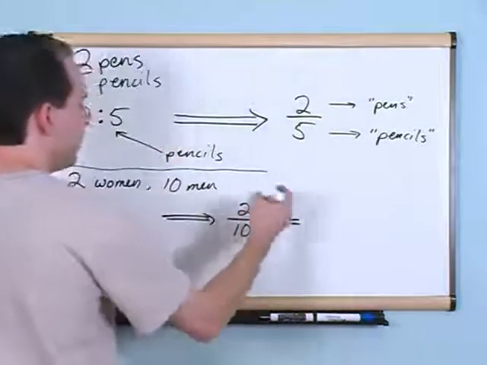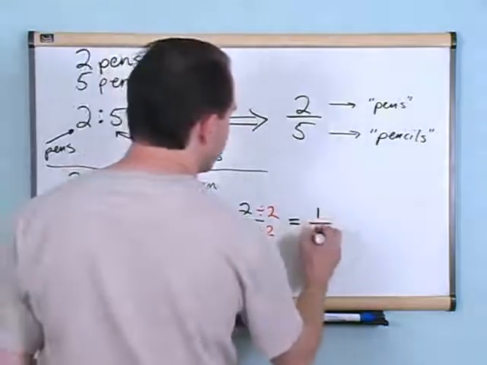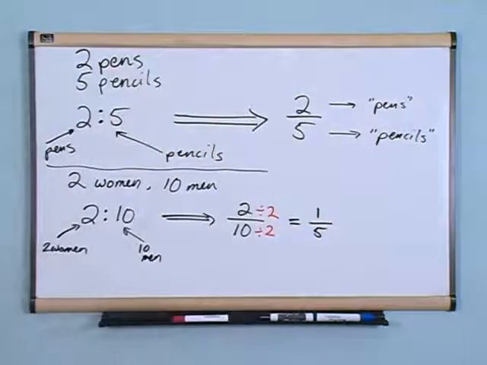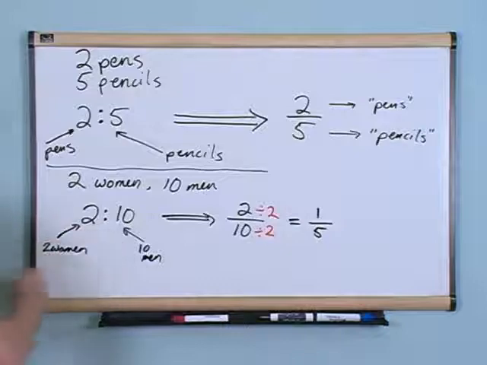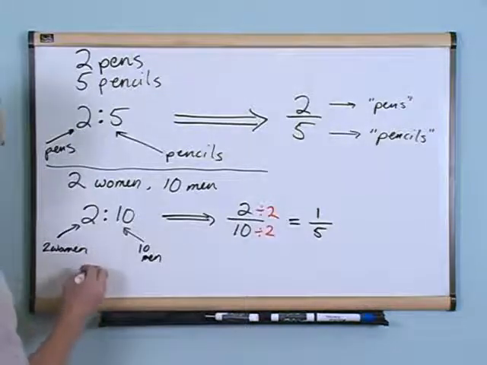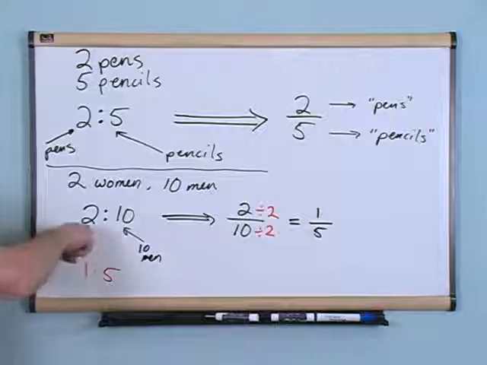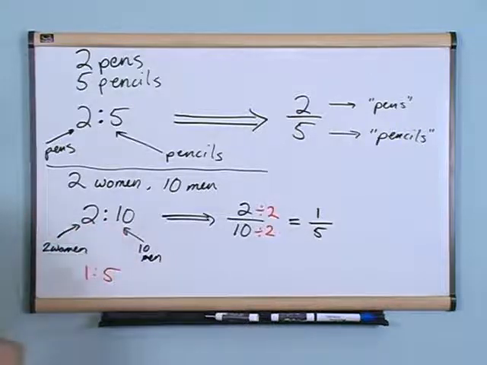So the top would be 2 divided by 2 is 1, and the bottom would be 10 divided by 2 is 5, okay? And you can do the same thing here. You could do the same thing here, and if you were to do that, you would find that this ratio comes out to 1 colon 5, okay? You can do the same simplification here. 2 divided by 2 is 1, 10 divided by 2 is 5.